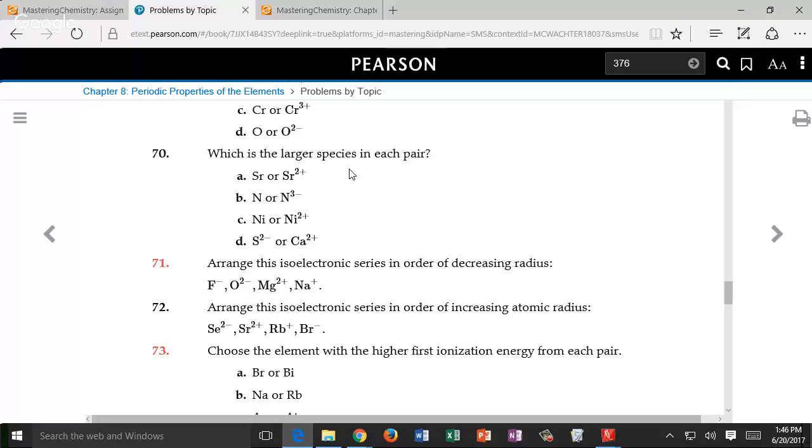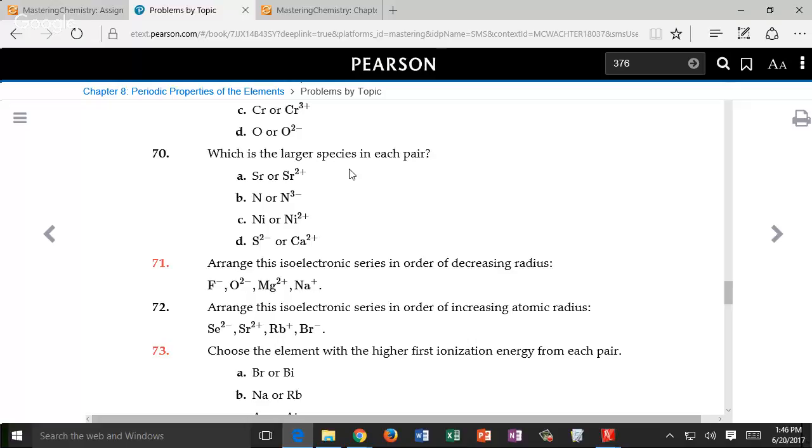So which one's bigger? Sulfide, why? Because calcium got smaller. Calcium got smaller and sulfur got bigger? Yeah, that's correct. So let's talk about that in terms of effective nuclear charge, since that's the answer to everything.